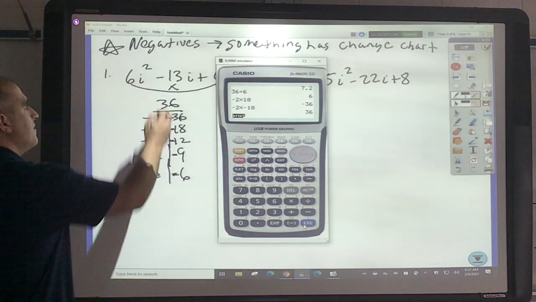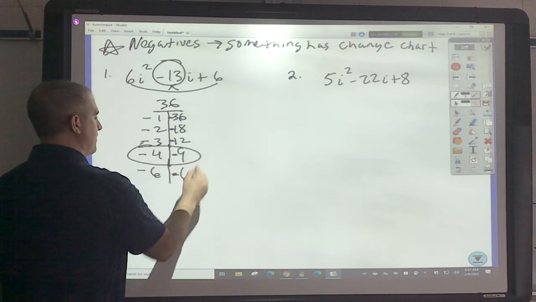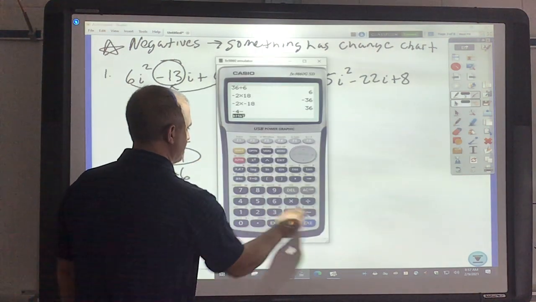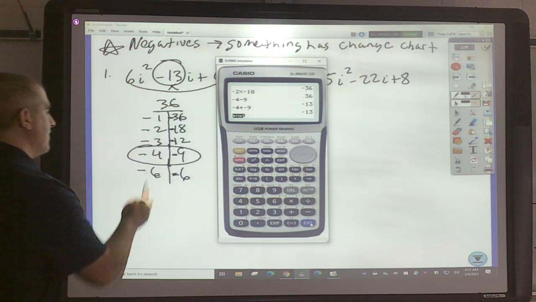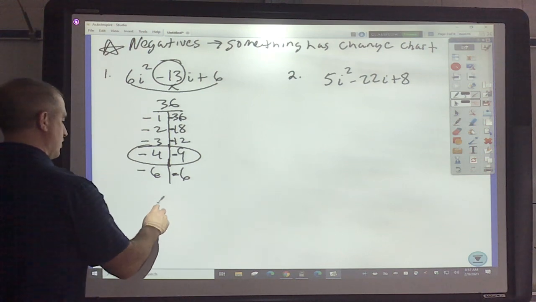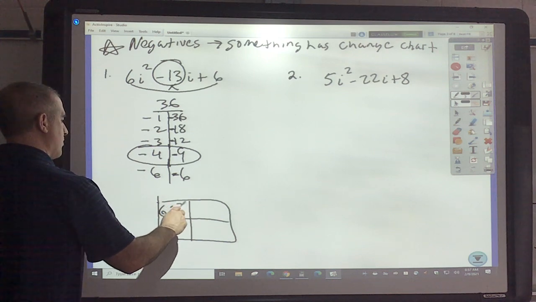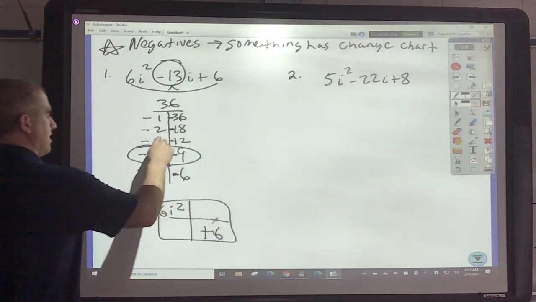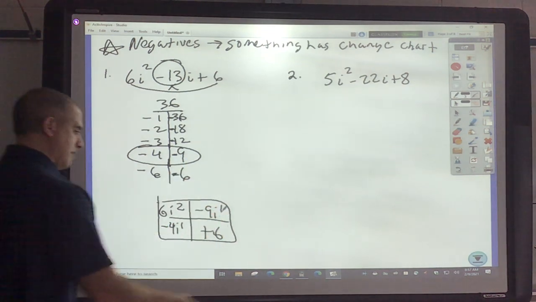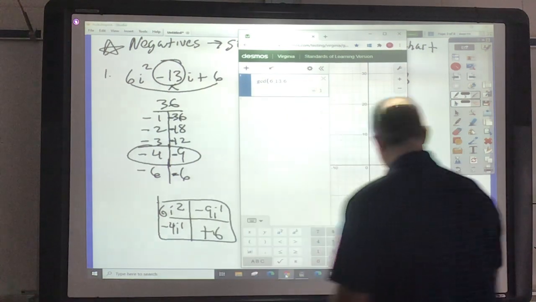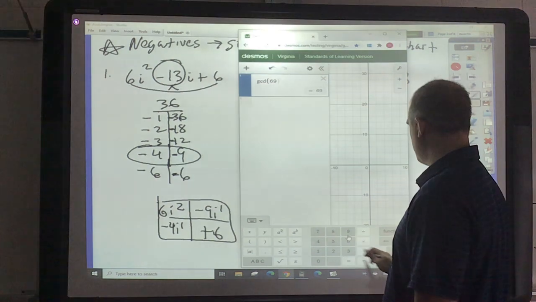Now I am looking for the set, in this case, that adds up to negative 13. That set will be negative 4 minus 9. You can think of it that way, or negative 4 plus negative 9. Either way, it gives me negative 13. The box doesn't change. First term, 6i squared. Last term, plus 6. This term, minus 4i to the first, minus 9i to the first. All right, doing GCF still, and applying all those rules, 6 and 9.